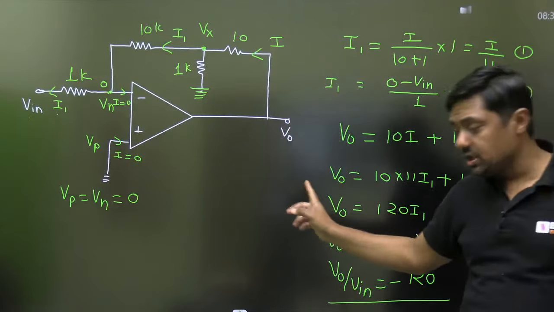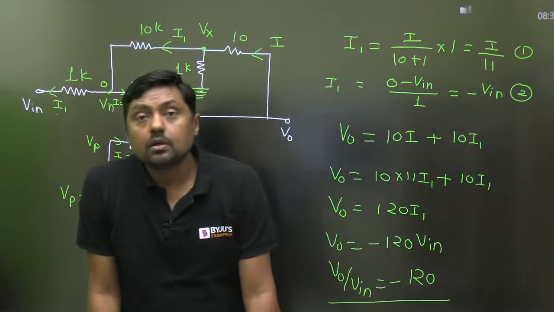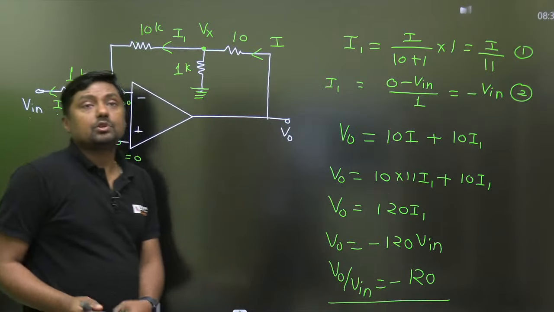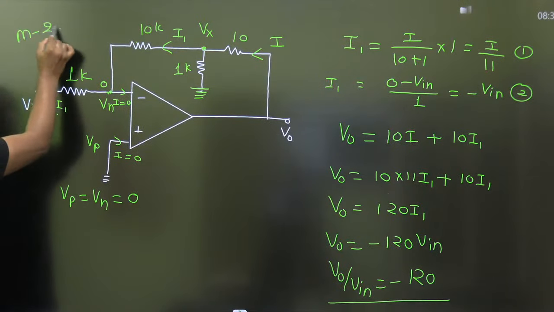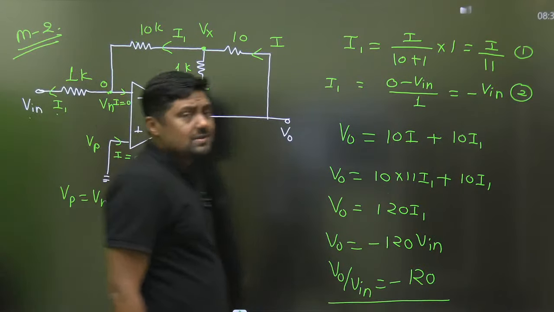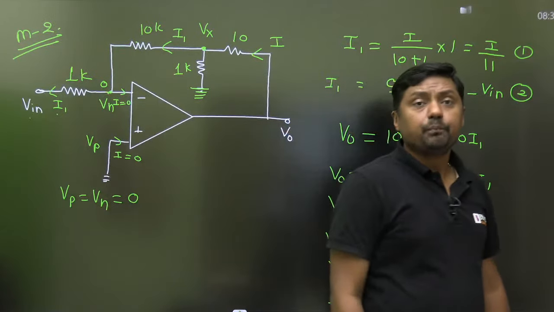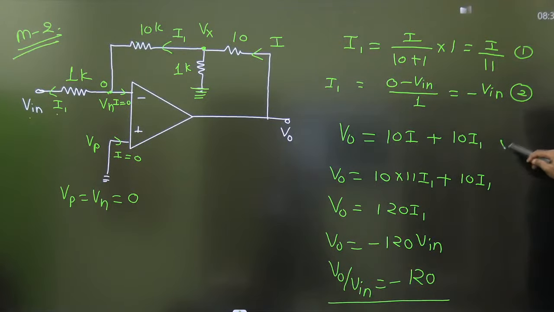Everyone, that approach is clear? Right? So this is a very simple method, method number 2, of how to solve this particular question. This is about the inverting operational amplifier, right? Watch this question carefully.